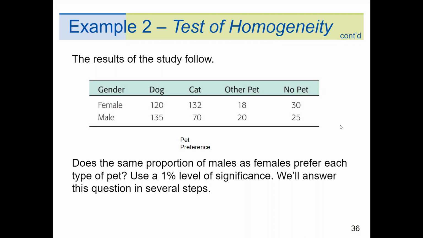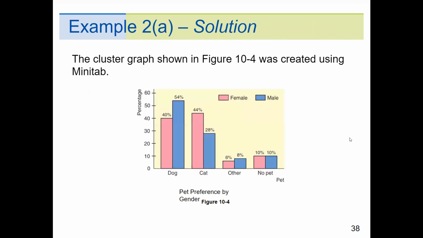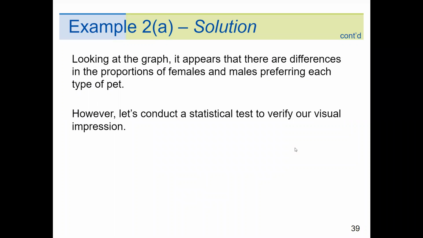We'll answer this question in several steps. First, make a cluster bar graph showing the percentages of the females and the percentages of the males favoring each category of pet. From the graph, does it appear that the proportions are the same for males and females? So 40 compared to 54% for dog, 44 to 28 for cat, 6 to 8 for other, and 10 and 10 for no pet. So, we'll see what happens. Looking at the graph, it appears that there are differences in the proportions of females and males preferring each type of pet. However, let's conduct a statistical test to verify our visual impression.